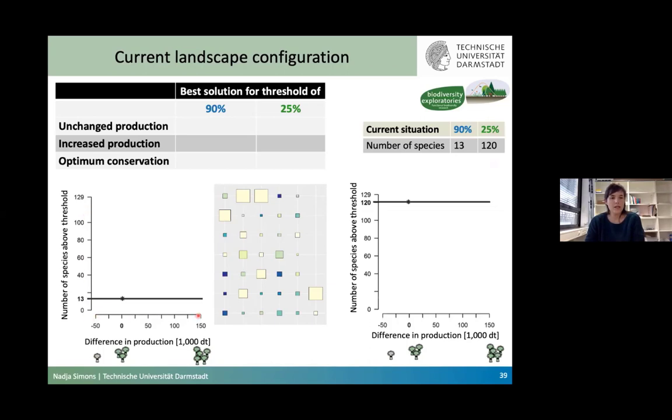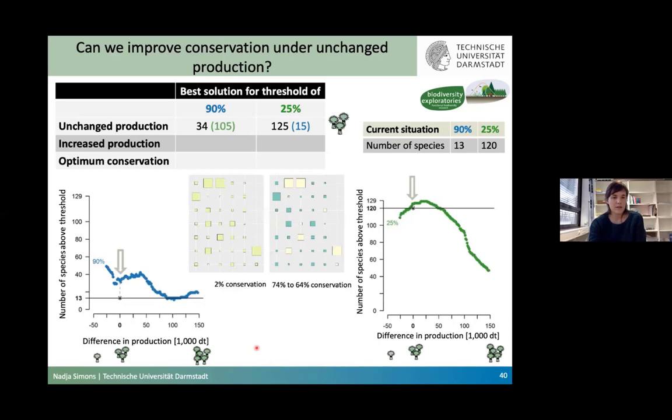On the x-axis, you can also see different target production. This is the production of the whole landscape. This asterisk and the line represent the current situation. So this is our baseline. We don't want to go worse than this. Okay, so let's look at the modeling results. Let's look at the optimal solution at each of the different options.